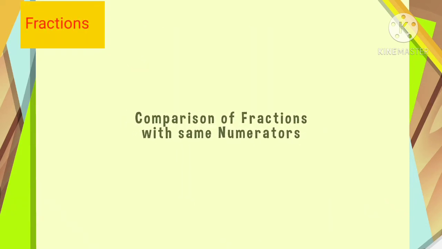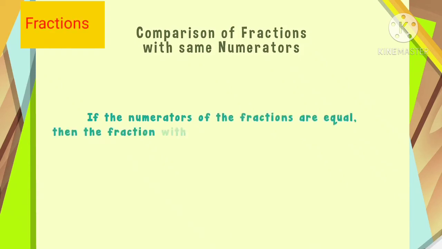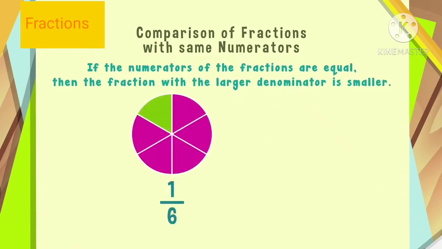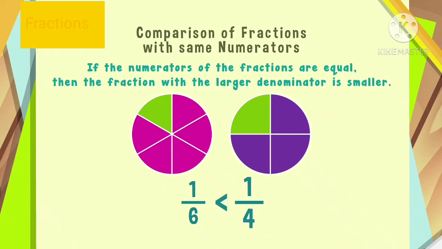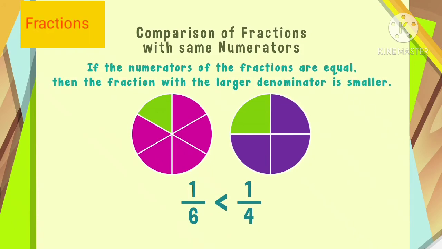However, we can even compare fractions with same numerators and different denominators. If the numerators of the fractions are equal, then the fraction with the larger denominator is smaller. Let us represent 1 upon 6 and 1 upon 4 using pictures. On comparing the shaded portion of the two fractions, more of the circle is shaded in 1 upon 4 than in 1 upon 6. So, 1 upon 6 is smaller than 1 upon 4. So, if the numerators of the fractions are equal, then the fraction with the larger denominator is smaller.